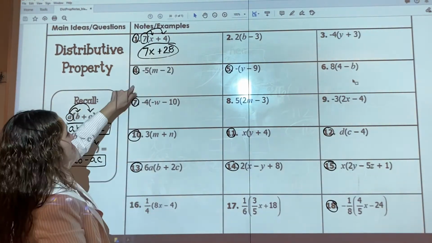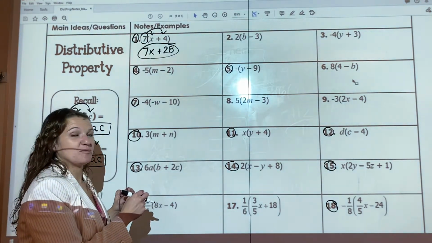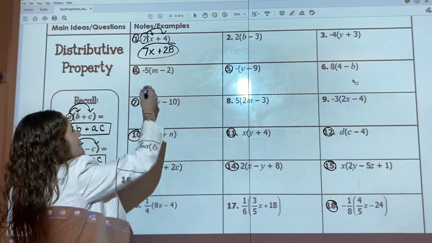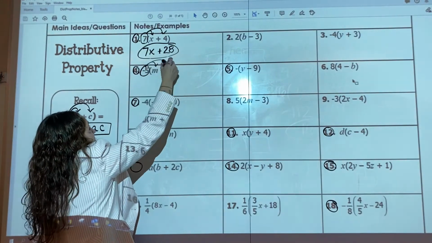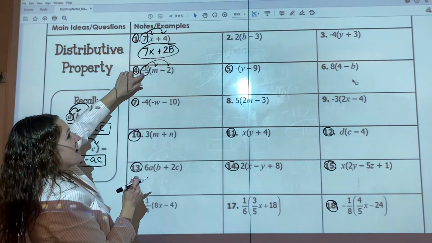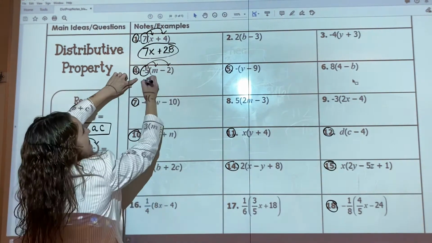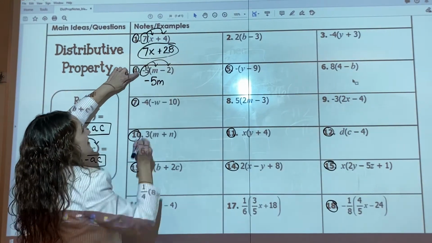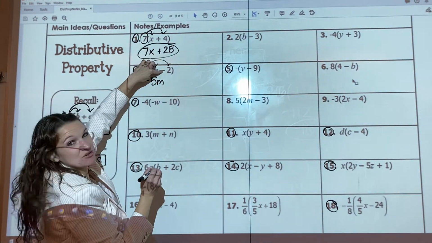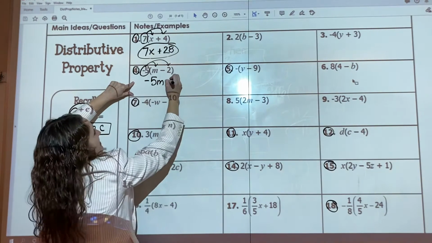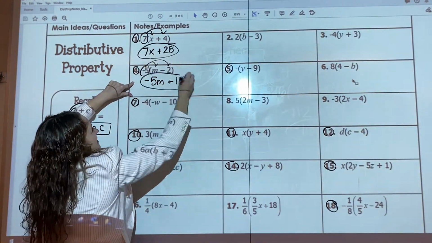Let's check out number 4. Now we're going to be distributing a negative number. So negative 5 times m is negative 5m. Negative 5 times negative 2 gives me a positive 10, because a negative times a negative is always a positive.